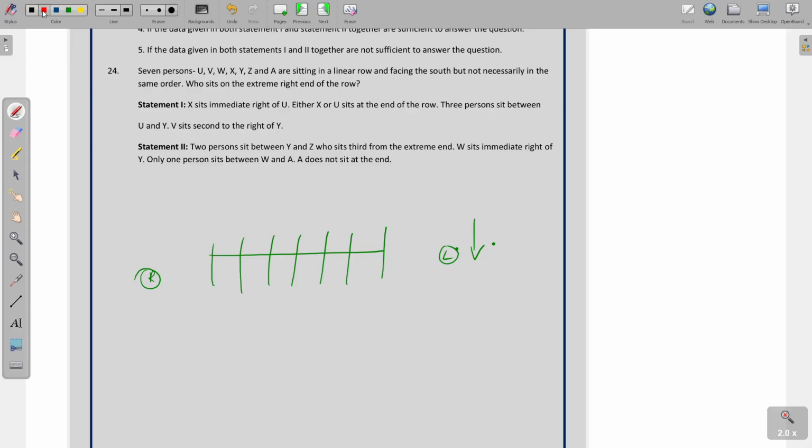Okay, so see statement 1. X sits immediate right of U, either X or U sits at the end of the row. Suppose X sits immediate right of U, and if I take U here, X is placed here. Okay, and next 3 persons sit between U and Y, 1, 2, 3. So Y is placed here. V sits second to the right of Y. So V is placed second to the right of Y.